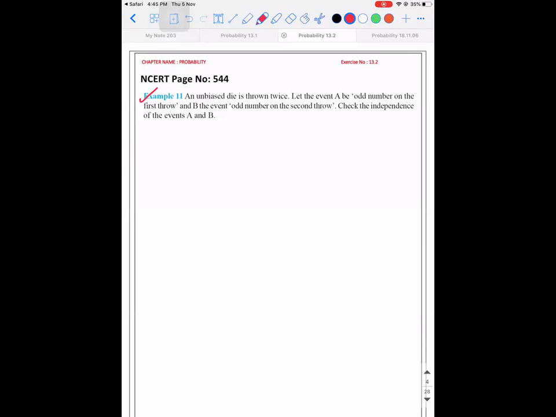So A is an odd number on the first roll. So when I have an odd number on the first roll, what will I get? (1,1), (1,2), and so on till (1,6). (2,1), (3,1). It keeps on going, and the last term will be (6,6).